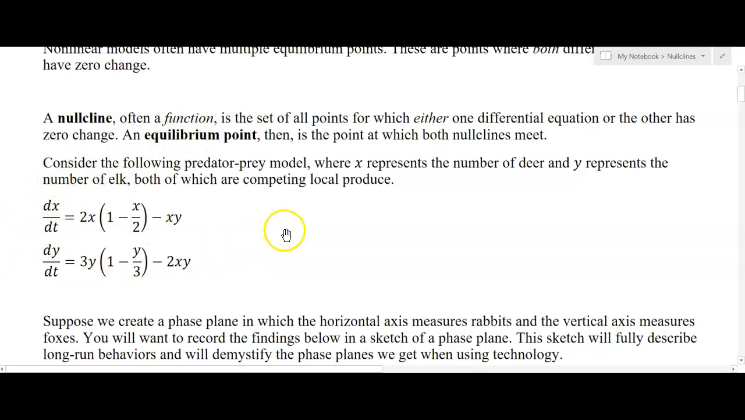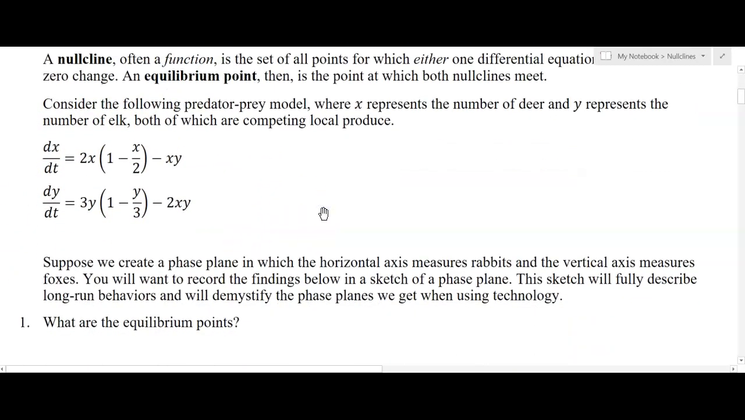So here we've looked at this predator-prey model. Let's say that we have some sort of competing species here. So we see that in both equations, an interaction between the two species leads to a negative effect on the rate. So they're probably fighting for resources, etc.